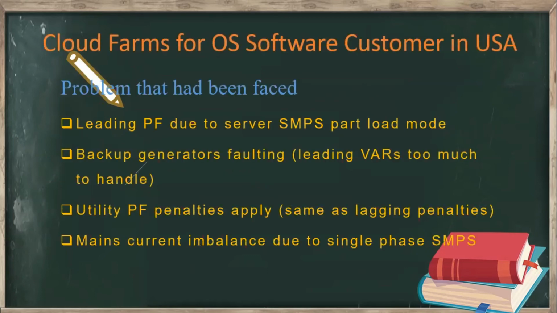The first one, cloud farms offer cloud and software to customers in USB. Route the head base leading PF2 to several SMPS password mode. The second one, backup generators for 2. The third one, utility PF2 notice apply. Means current imbalance due to single phase SMPS.